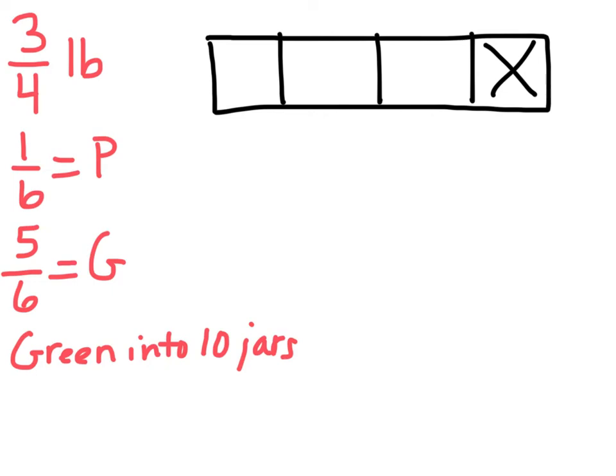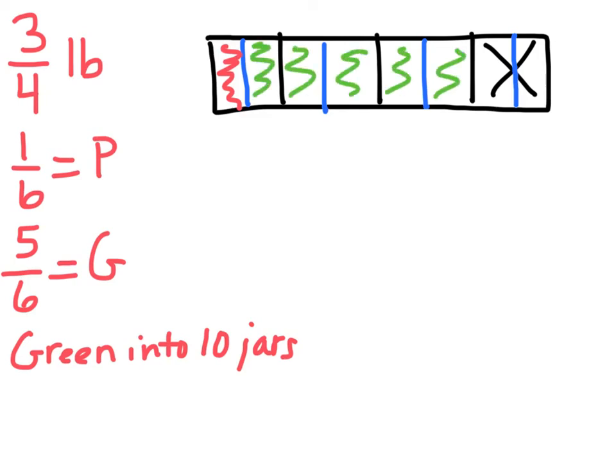1/6 of them are pink. So we need to divide our thirds into 6. So we'll multiply by 2. And don't forget, we have to do the same to our non-existent 1/4 of a pound so that we keep a common denominator. 1/6 is pink, and the rest are green.